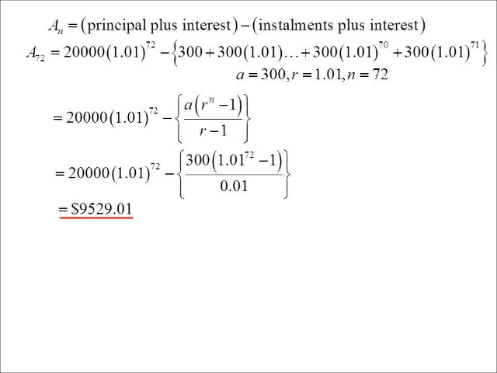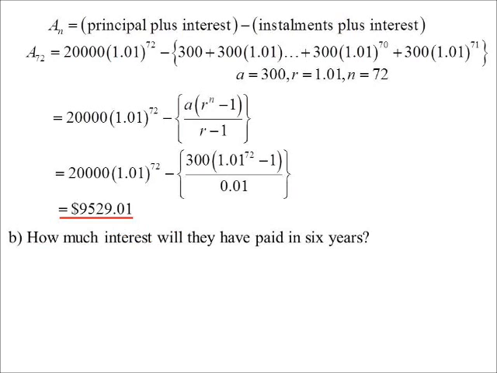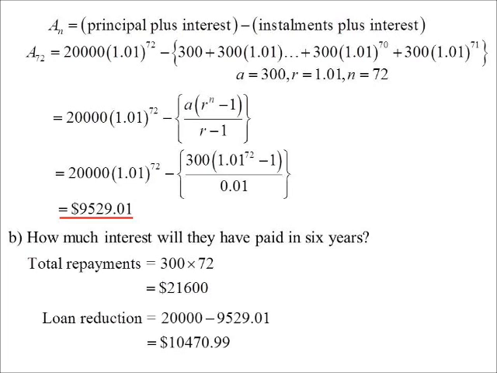We've still got $9,500 to go. How much interest then have they paid in 6 years? Well, in 6 years, I've given the bank back $21,600. Okay. I've reduced the loan. So therefore, the difference between the two, 21,600, the amount I've paid back, and how much I've actually reduced the loan by, tells me that must be interest. That difference between the two amounts must be the interest I've paid.